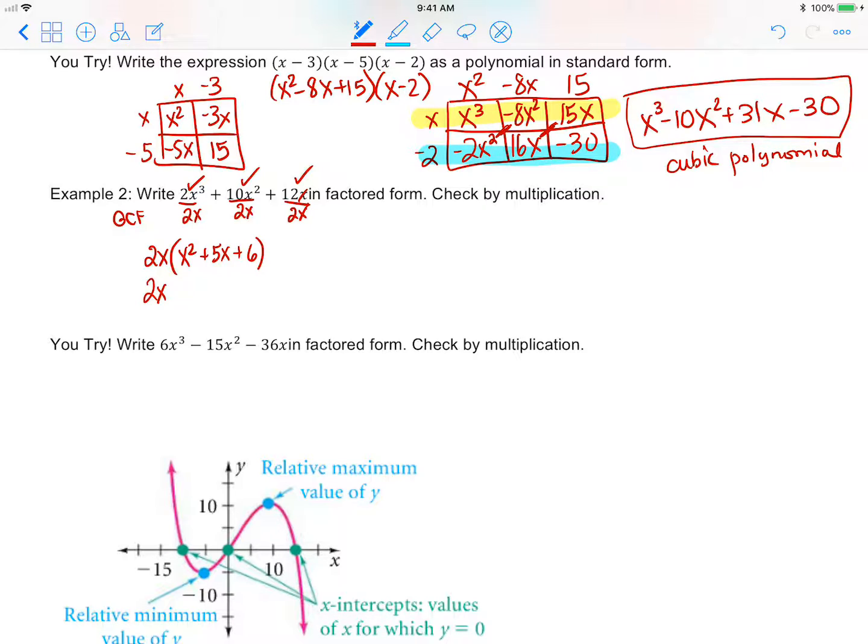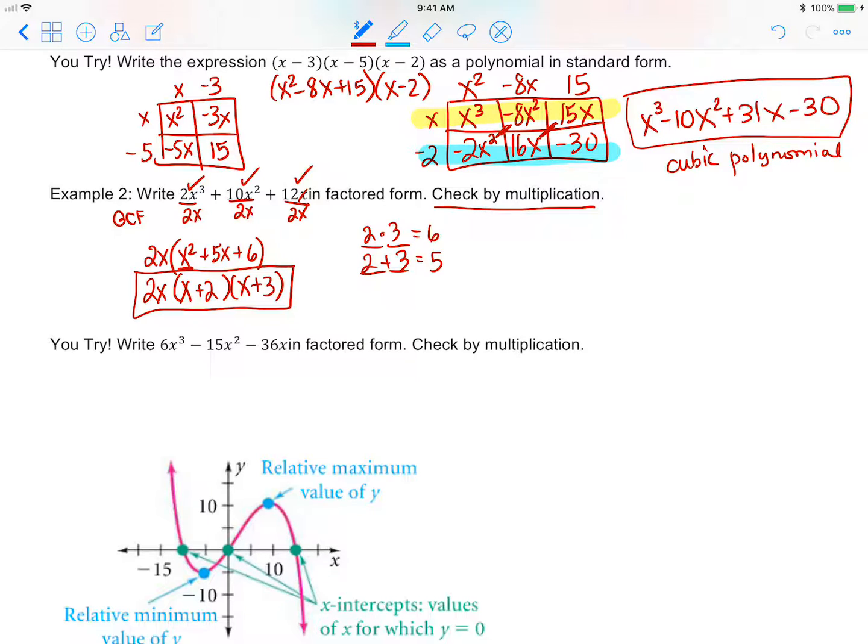Then I can factor what's on the inside here, and since my leading coefficient right here is an x, I can go ahead and place an x here and an x here because I know that x times x is x squared. Now all I have to do is think of two numbers that'll multiply to give me 6 and add to give me 5. You guessed it, 2 and 3. I fill it in with 2, I fill it in with 3, and that is the factored form of our original expression. It says you can check by multiplication, and you sure can.